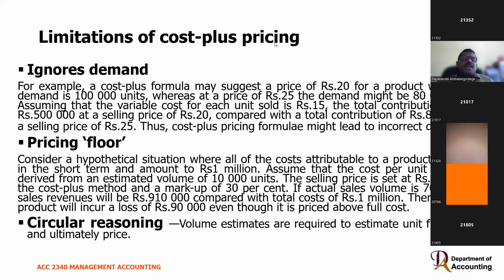A limitation of cost plus pricing is that it ignores demand. The cost plus formula may suggest 20 rupees per product where the demand is 100 units, whereas at price 25 the demand might be 80 units, assuming that the variable cost for each unit is 15. The total contribution will be 500 at a selling price of 20 compared to the total contribution at a selling price of 25. Thus, the cost plus pricing formula might lead to incorrect decisions.